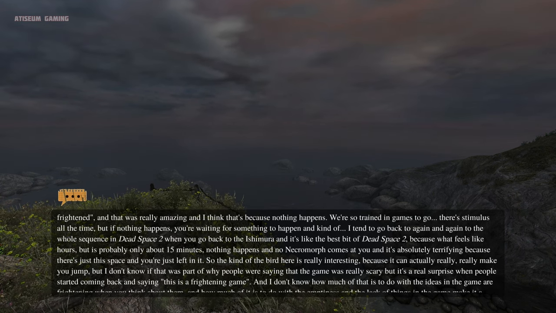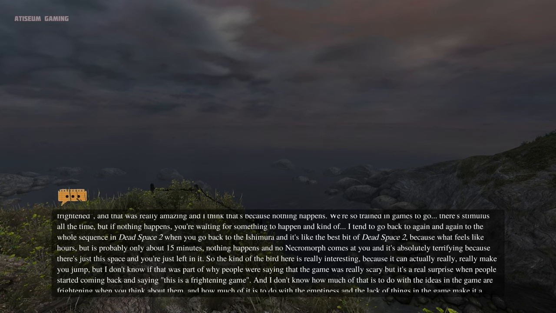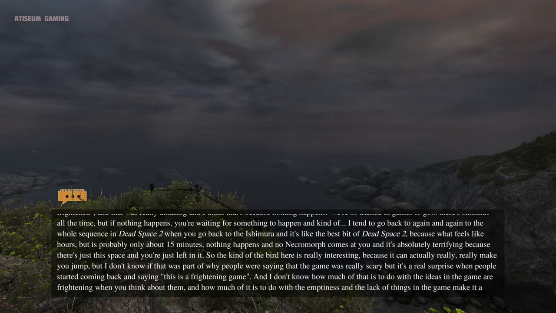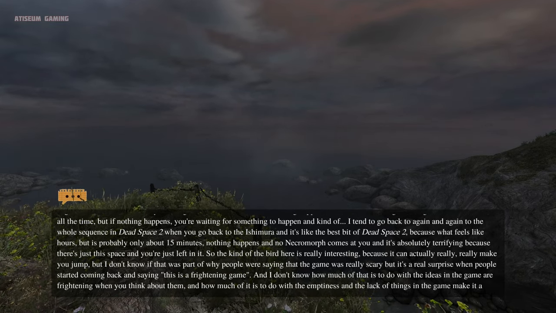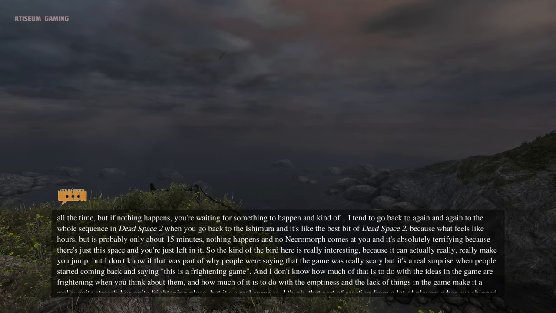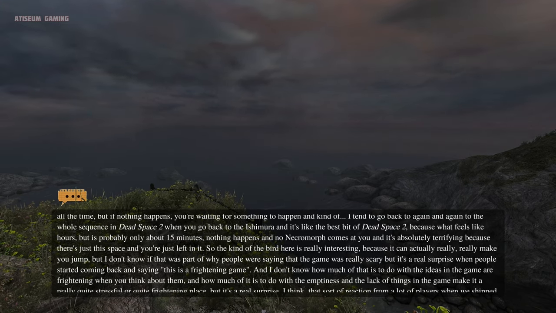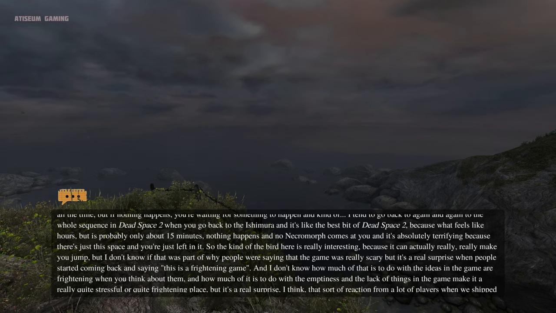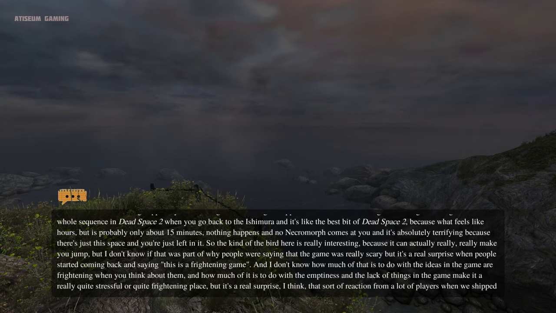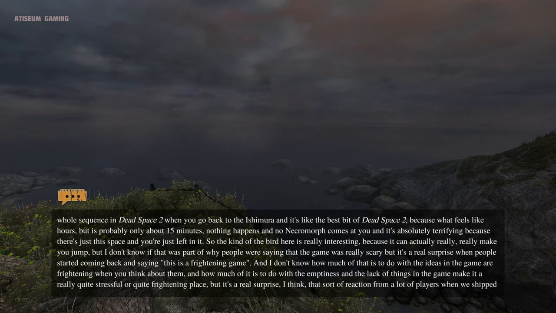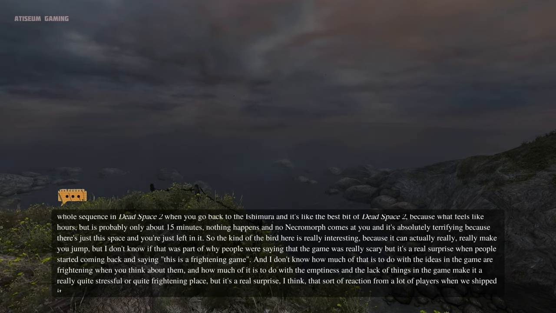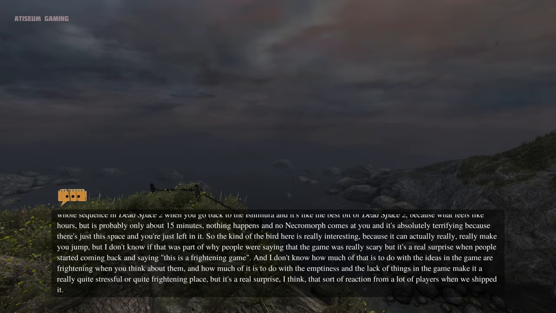So I think the bird here is really interesting, because it can really make you jump. But I don't know if that was part of why people were saying the game was really scary. It was a real surprise when people started coming back and saying, this is a frightening game. I don't know how much of that is to do with the ideas in the game being frightening when you think about them, and how much is to do with the emptiness and the lack of things in the game making it quite a stressful or frightening place. But it was a real surprise, that reaction from a lot of players when we shipped it.